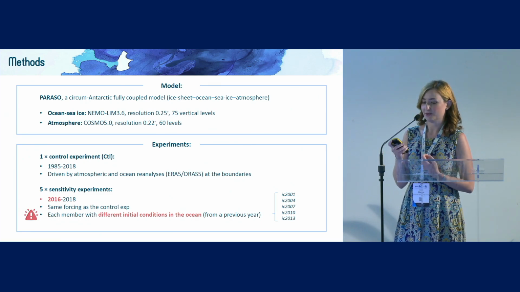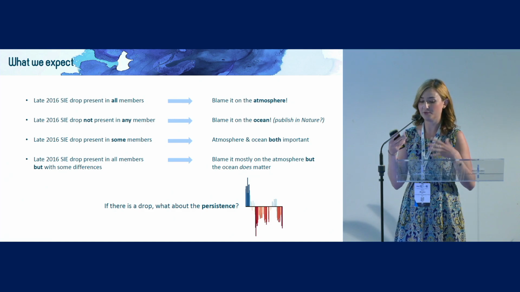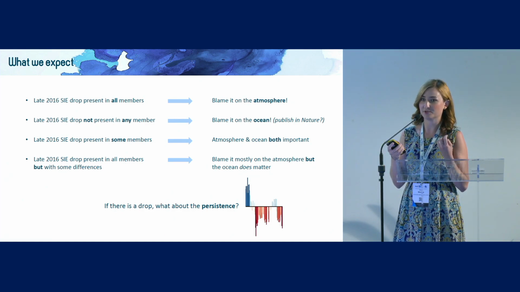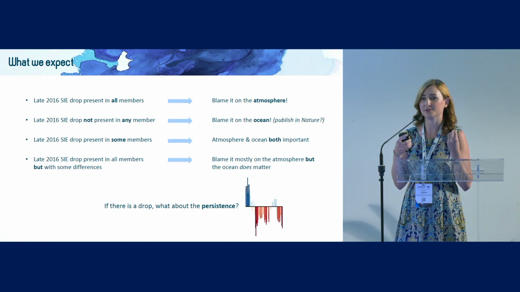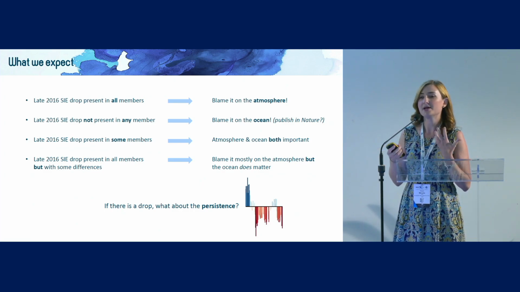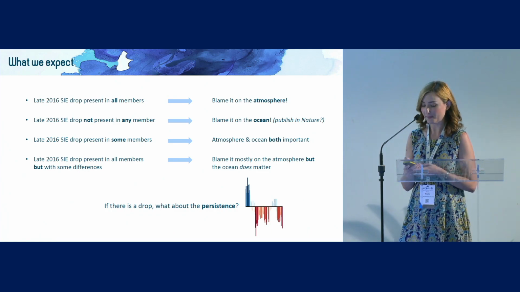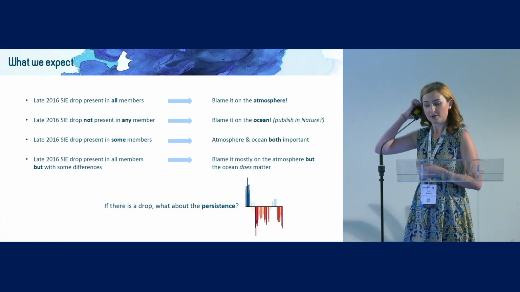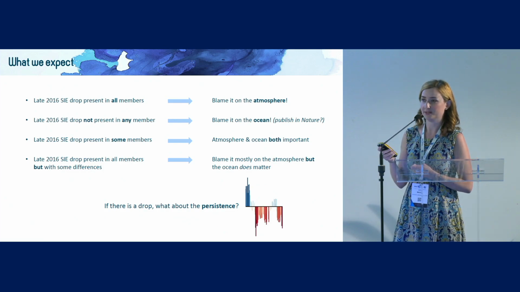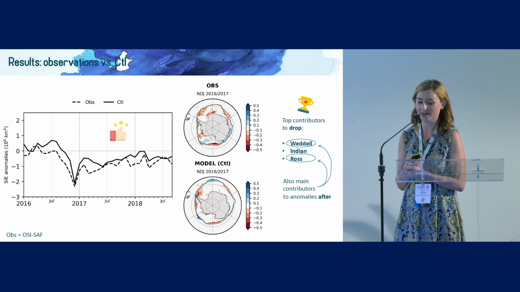The idea is that these members have everything that is identical except for the initial conditions in the ocean. So if we see any difference in terms of how the drop is captured and how the negative anomalies persist or not after the drop, then this is in principle related only to the ocean preconditioning. So first of all, we can just have a quick look at the control experiment just to make sure that our model is actually reliable.